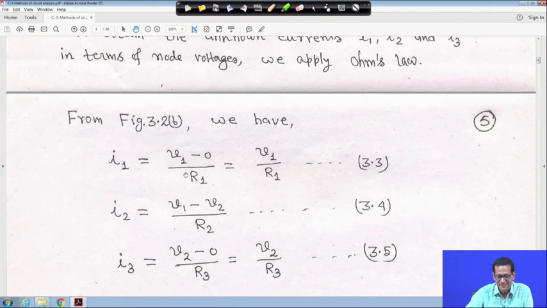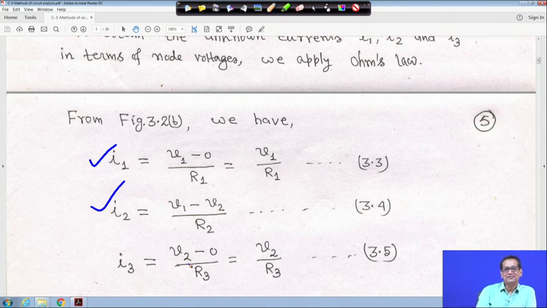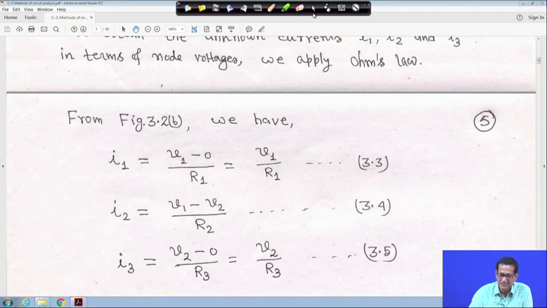All these things are written here. I₁ is equal to V₁ upon R₁, with equation numbers marked. Similarly, I₂ is V₁ minus V₂ upon R₂, meaning in branch 2 the current flows from node 1 to node 2. And I₃ is V₂ minus 0 upon R₃, so V₂ upon R₃. All these expressions for I₁, I₂, I₃ you just put in these two equations.